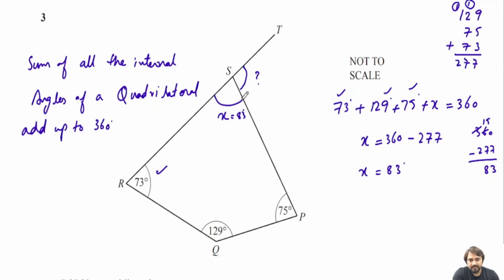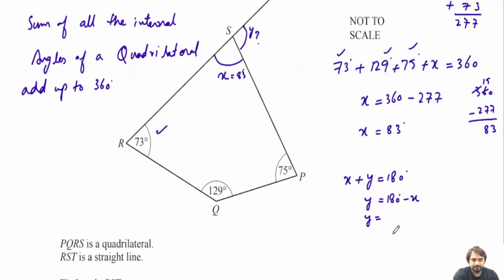Now we can calculate this angle. Let's say this angle is Y. Then angles on a straight line add up to 180 degree. It means X plus Y is equal to 180 degree. Y is equal to 180 degree minus X. That will be Y is equal to 180 minus 83. So 17 minus 8, that's going to be 9. So the value of Y is 97 degree. This is the angle.